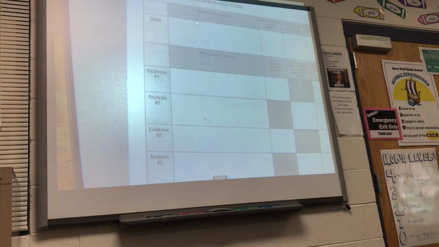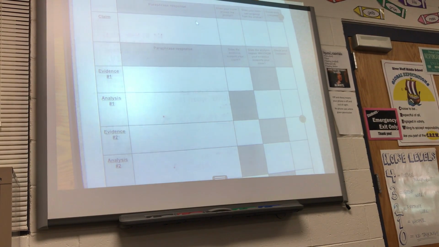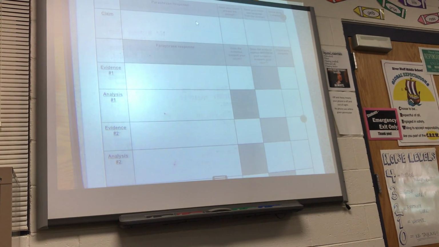Please flip it over. So now we're really just laying it out into the claim, evidence, analysis paper so that when you write it, all you have to do is add those transitions, add those things in, make them complete sentences, but the rest of the work is done for you. So we are going to finish with a claim today, making a claim.